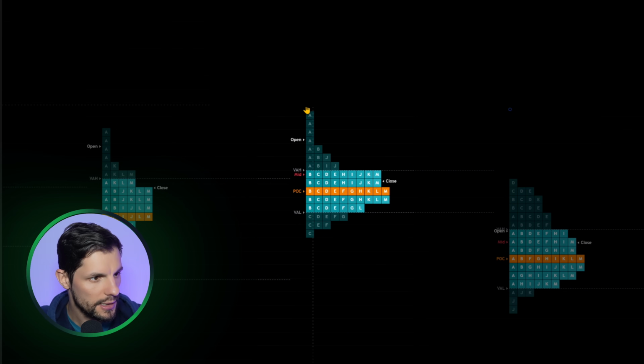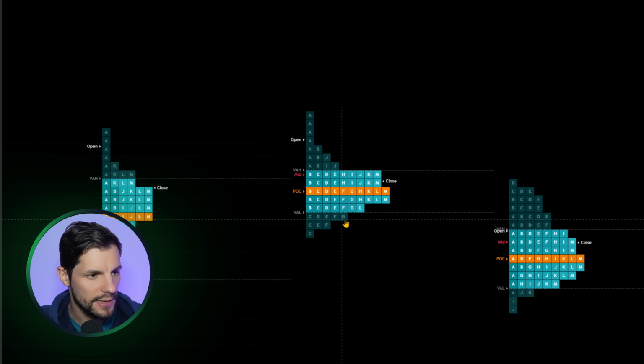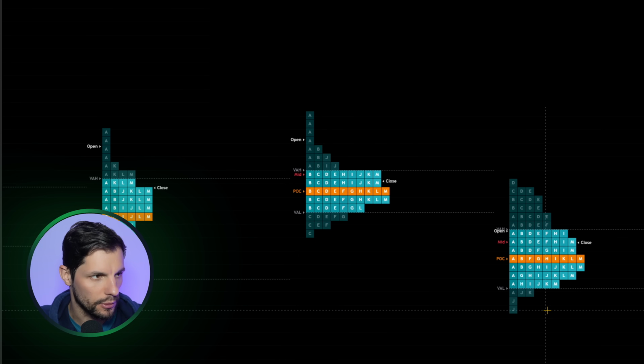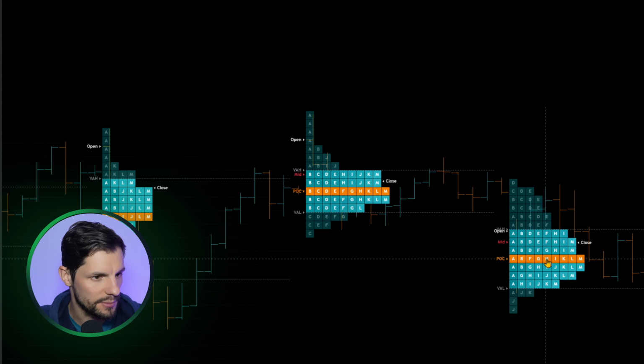So for example, here we have a B-shaped profile and you can see that the next day we open, we come up to the point of control and we reject to make new lows of day. I'm going to add the candles or bars here for you to see the price movements.